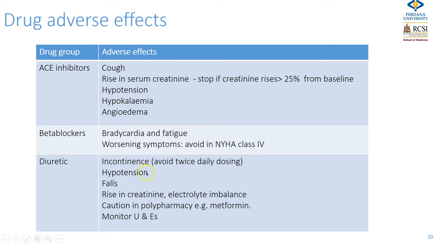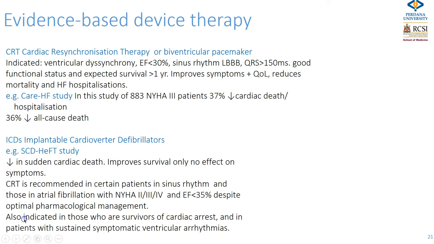Diuretics can cause incontinence, and certainly you would never use a powerful drug like furosemide twice daily. Hypotension is another problem, and this can lead to falls in the elderly, and because these patients often are elderly, the implications for inappropriate use of loop diuretic can be huge. It can also cause electrolyte imbalance, so take caution with polypharmacy, especially metformin, and monitor electrolytes and urea.